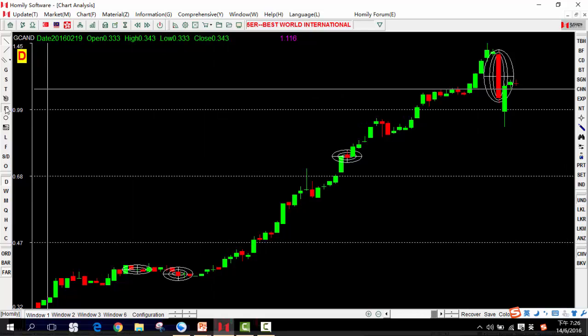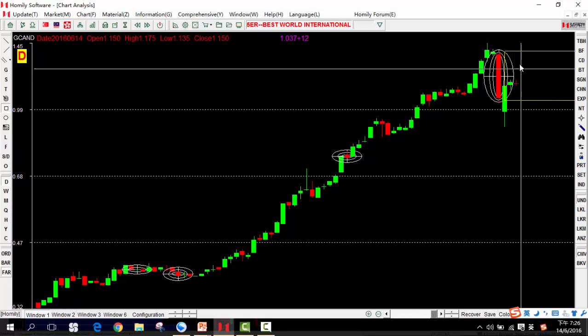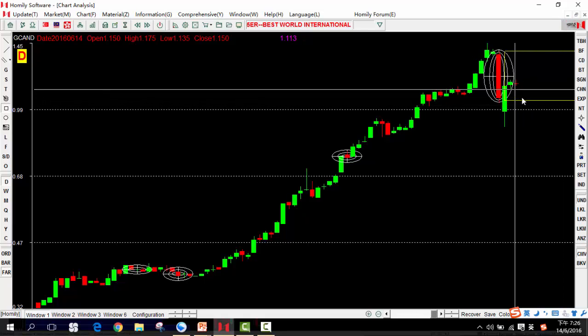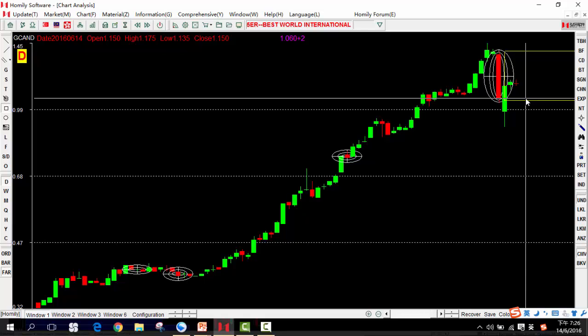So we can mark here. If the price can break upward through the time black hole, the upline, it tells us that the price may go up again. But if the price drops and falls below the time black hole, it means that the price may go down. So you should pay more attention. Then we can see the next one.